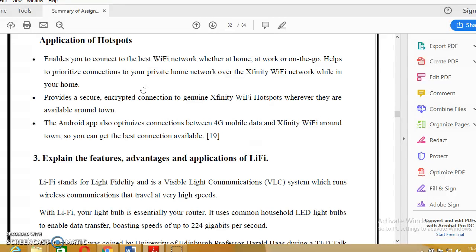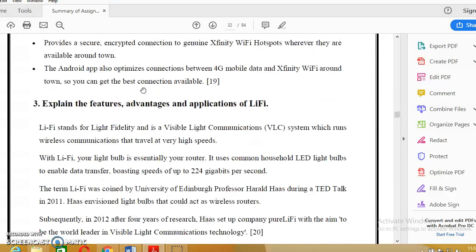Applications of hotspot: it enables you to connect to the best Wi-Fi network, whether at home, at work, or on the go. It provides a secure encrypted connection. The Android apps also optimize the connection between 4G mobile data and nearby Wi-Fi around town.